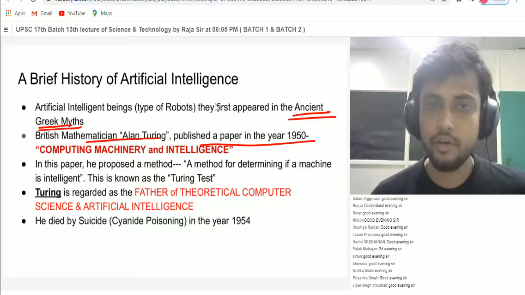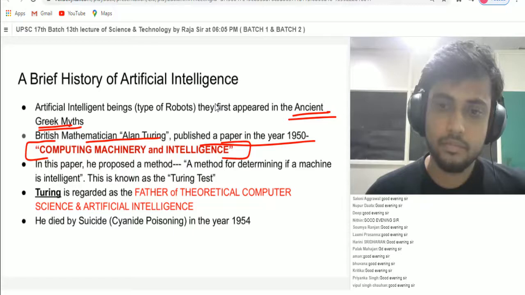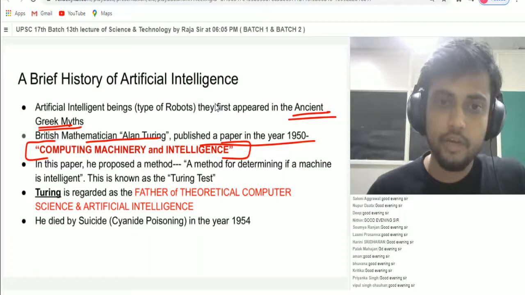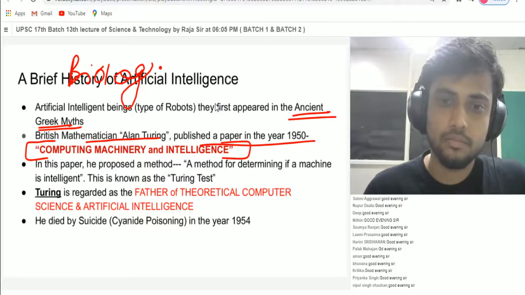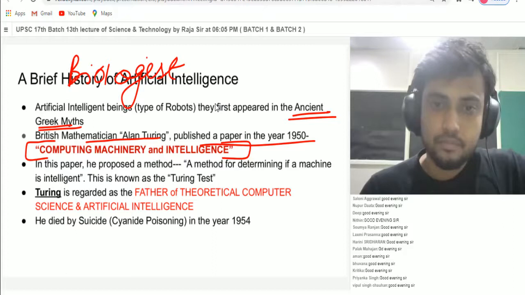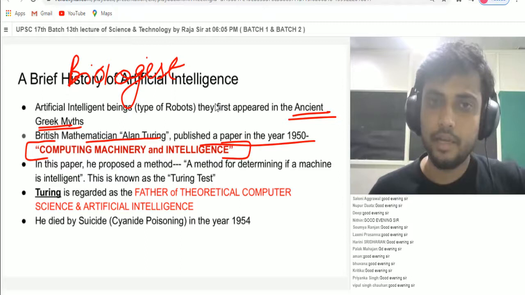So in this paper, Alan Turing discussed intelligent machines, how machines can be intelligent. Because Alan Turing was a biologist also, basically a theoretical biologist, and he was more concerned about the neural network inside the brain. So he was trying to replicate the same thing in the machines. He wanted the intelligence to be replicated in the machines.